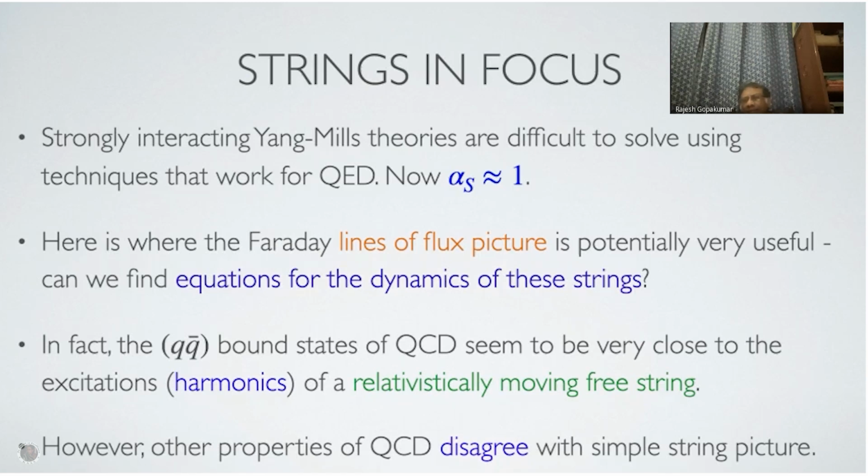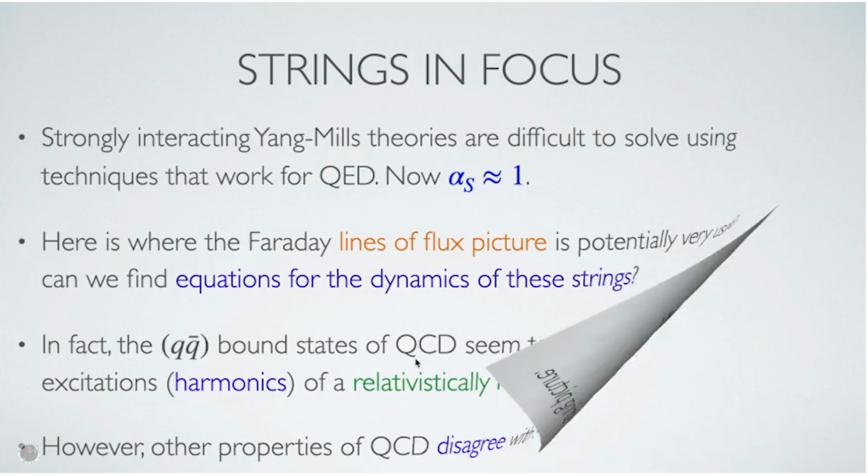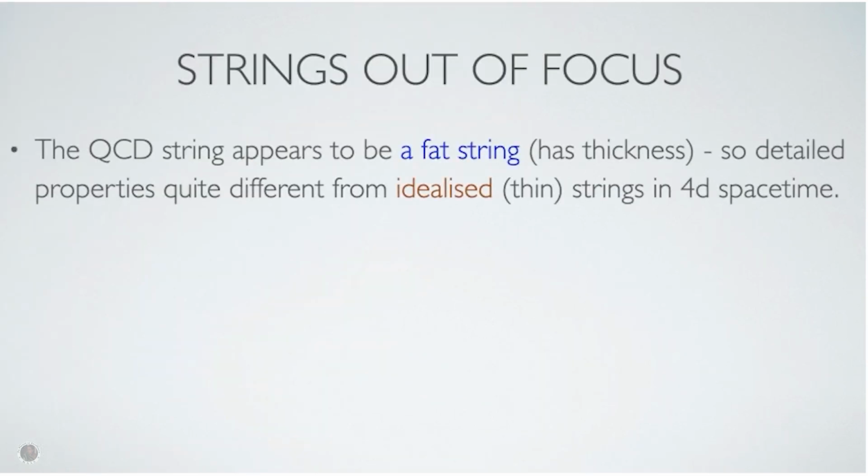And so this simple string picture of just a free string moving in the four-dimensional space-time captured some aspects, but not many others. And this is why people were not sure what to make of this string-like description, because they didn't have equations for these strings, for the dynamics of the strings. And that is what is now beginning to change.